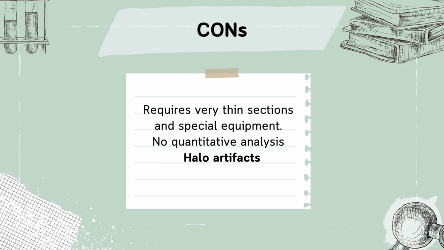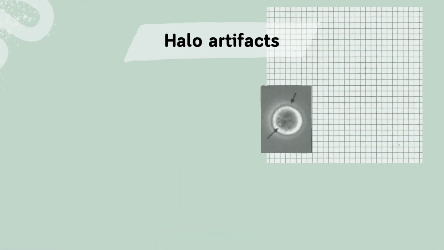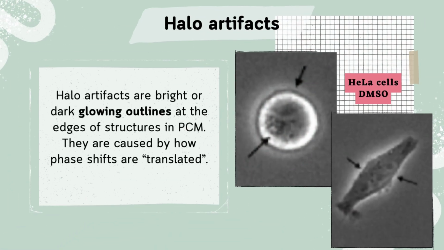Another very big problem is the possibility of the creation of so-called halo artifacts. What are those halo artifacts? Basically, they are bright or dark glowing outlines that are present at the edges of the structures in PCM. They are caused by how the phase shifts are translated first into amplitude and then into our image.